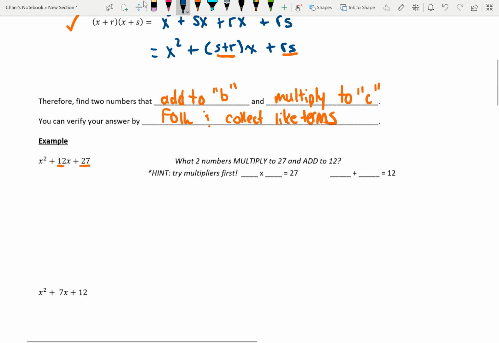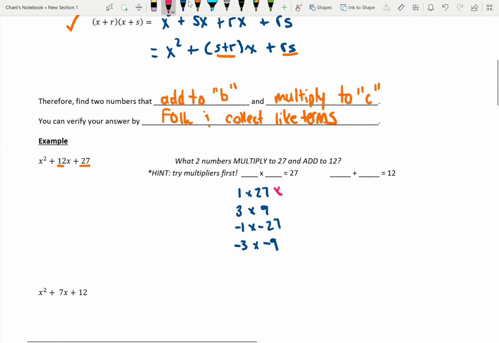Lots of different numbers add to 12: 1 and 11, 2 and 10, 3 and 9. So going through the different options for adding to 12 first doesn't really make sense. Only a very few sets of numbers multiply to 27. Those would be 1 times 27, 3 times 9, and then -1 times -27, and -3 times -9. So your job is to think, are there any of these that also add to 12?